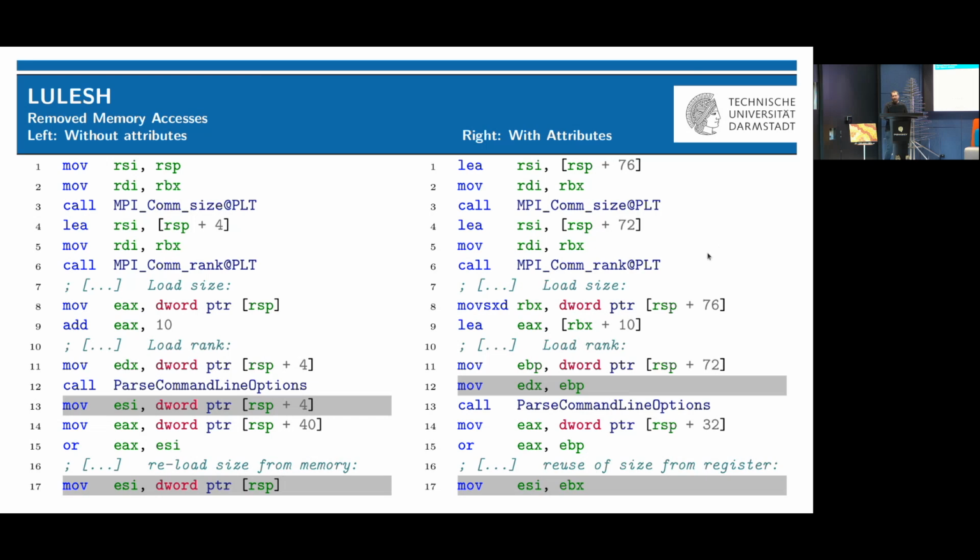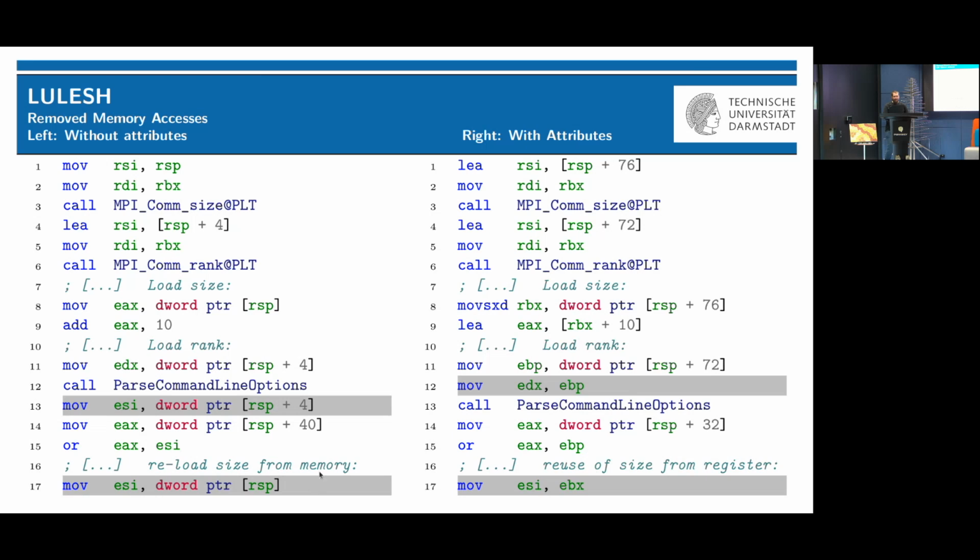In this case, MPI_Comm_size and MPI_Comm_rank are the relevant functions that we have annotated, and the relevant attribute for this is the no capture attribute. So what's happening here is, we set up the function call for MPI_Comm_size, and we set up the function call for MPI_Comm_rank. At some point later, we load the size of the communicator and the rank, perform some other call, parse command line options. And then here we see, again, a move instruction, we need to reload the rank variable again. And also we need to reload size again from memory.